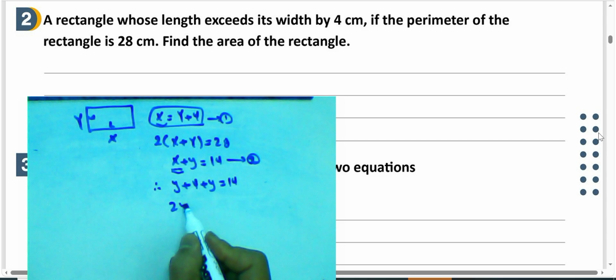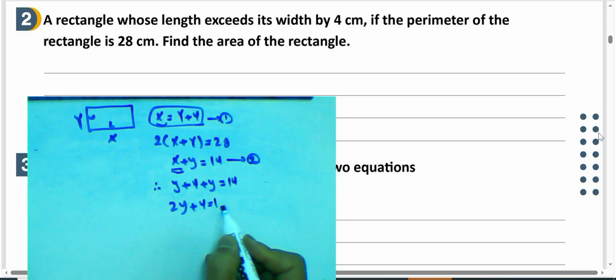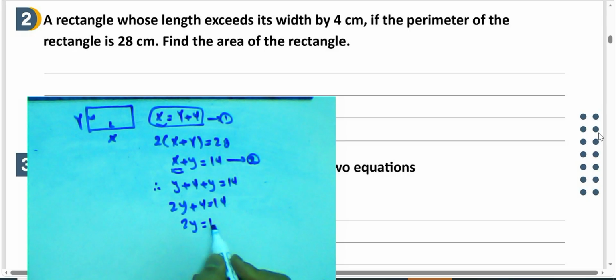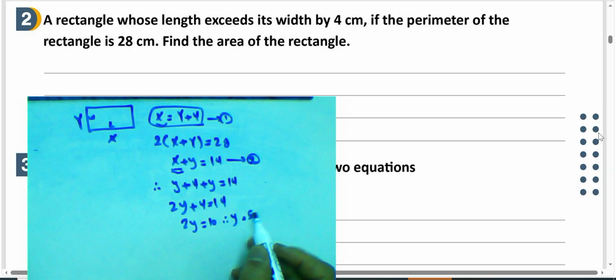y plus y is 2y. 2y plus 4 equals 14. Then 2y equals 10. You can find the value of y by dividing by 2. Then the value of y will be 5.